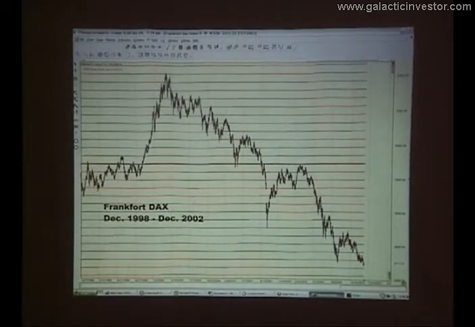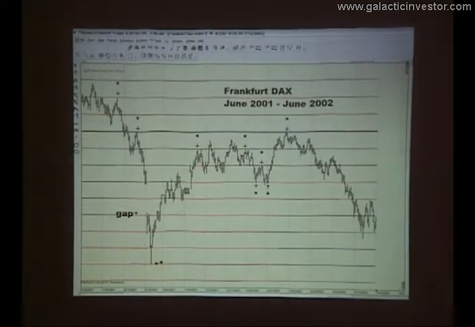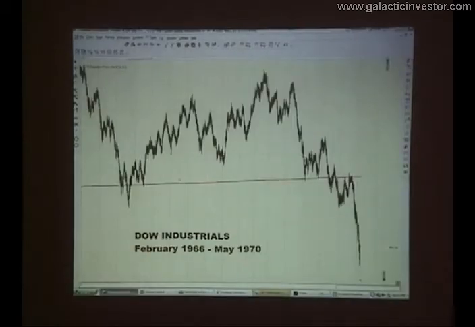And when the harmonic action of a single planet precisely marks reversal points in a market in the course of a single year, this is a shorter time frame for the DAX, just from the summer of 2001 to summer 2002. We've got it hitting the Zeus line 10 times in the course of 1 year. I think it's worth paying attention to. Weird stuff, eh? So let's look at the Dow.